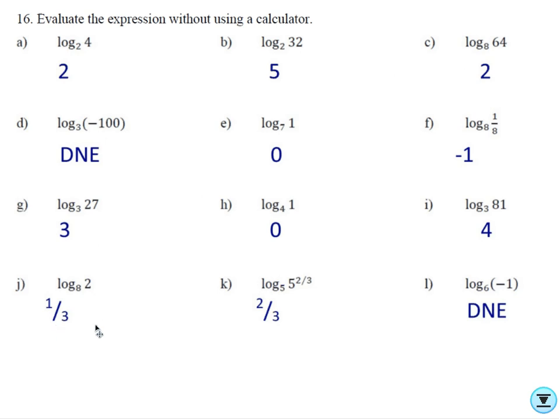Okay? For letter K, you can just cancel the log base 5 and 5. Otherwise, you move the 2/3 to the front, and then log base 5 of 5 is 1. So this is 2/3 times 1, which is 2/3. Or again, you can just cancel the log base 5 and 5 because they are the same. Letter L is similar to letter D. Again, you cannot have a negative here. If this were a positive, the answer would be 0 because 6 to the 0 power is positive 1. But we can't have a negative argument, so this does not exist.